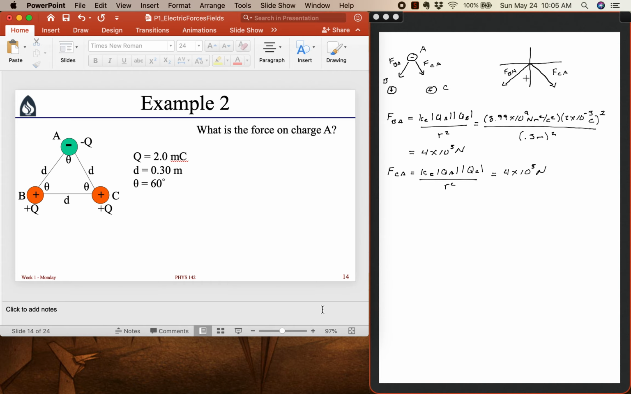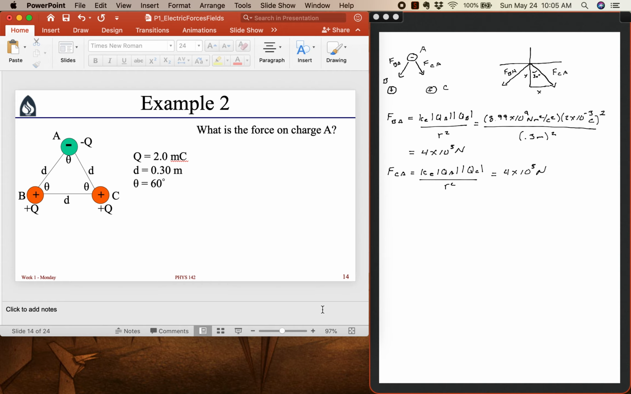So the total angle here is 60 degrees according to the diagram on the slide. So this total angle is 60, so half of that would be 30. So this is 30. And this angle over here is also 30. So what I need to do now is split these vectors into x and y components. So let's start with the force of C on A. So this would be the x component, and this would be the y component.